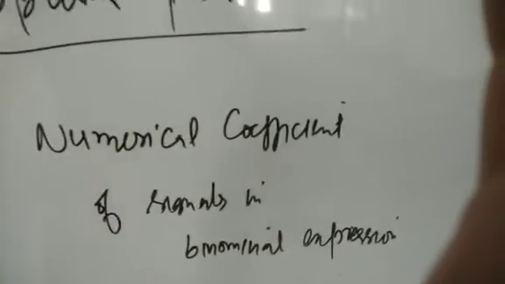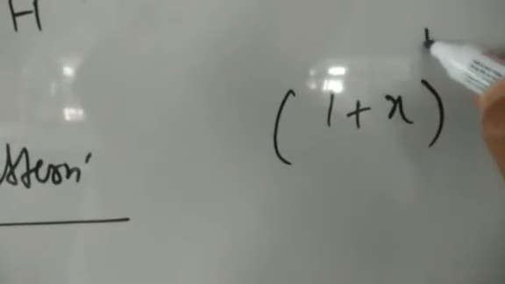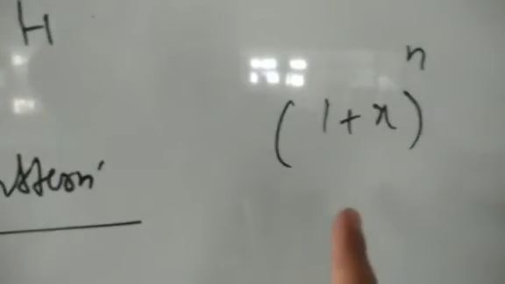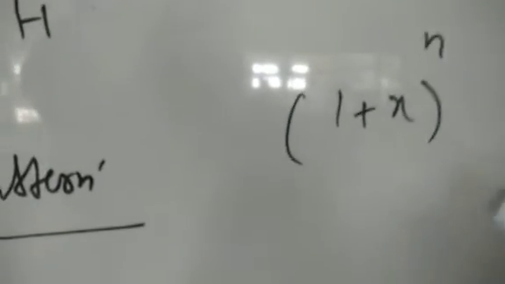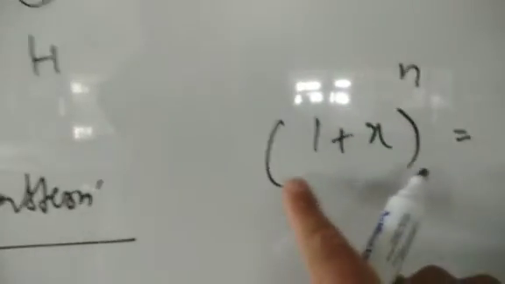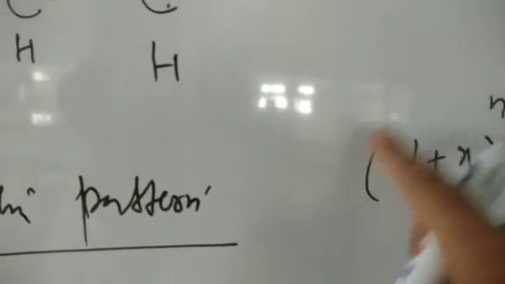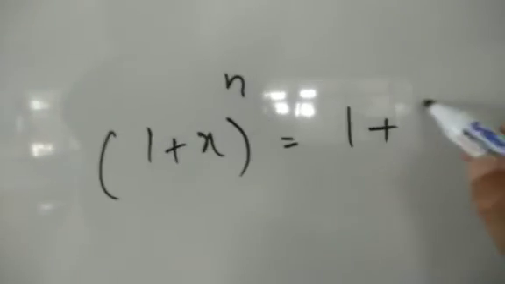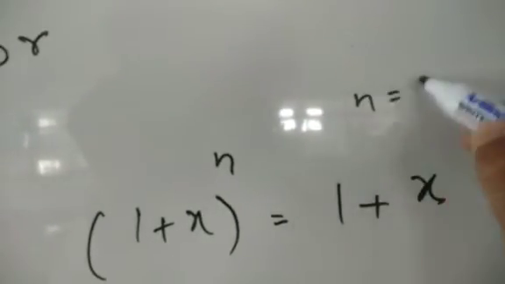So for the binomial expression, we have 1 plus x raised to the power n. So if n is equal to 1, this is 1 plus x.